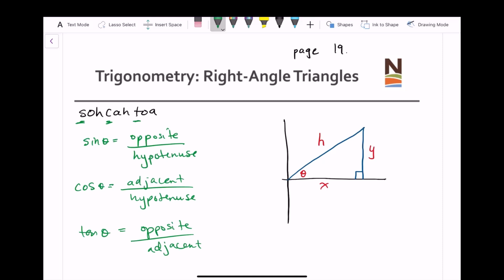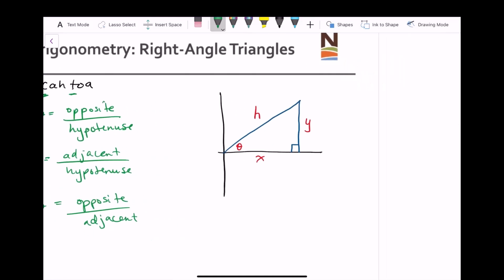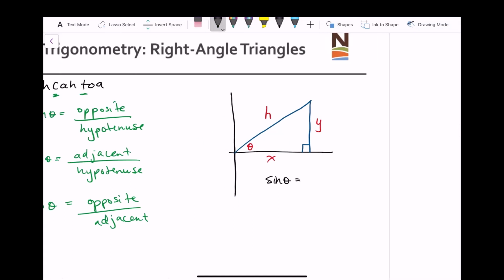So if we're applying these equations to that figure there on the right hand side, then that really means that for sine theta, in order to solve for theta itself, we need to do opposite. So that's opposite to theta, which would be y over hypotenuse, which is h. For cosine theta, that's adjacent. So that's the one basically touching it. So that's x over hypotenuse. And last, we have tan theta, which is equal to opposite. Again, that's y over adjacent, which is x.